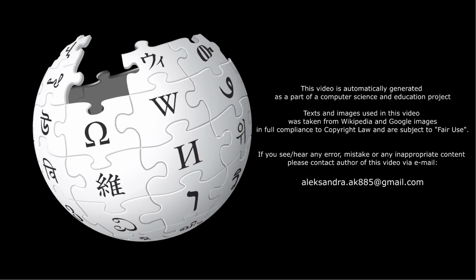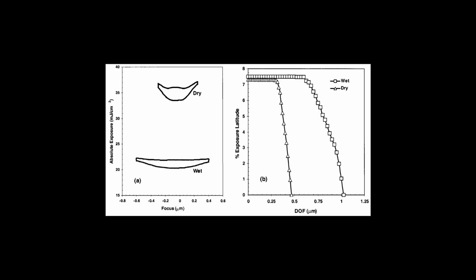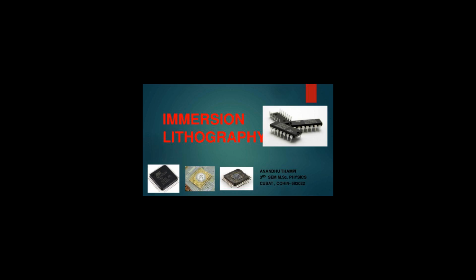Additional resolution is obtained by inserting an immersion medium with a higher index of refraction between the lens and the wafer. The blurriness is reduced by a factor equal to the refractive index of the medium. For example, for water immersion using ultraviolet light at 193 nanometers wavelength, the index of refraction is 1.44. The resolution enhancement from immersion lithography is about 30 to 40%, depending on materials used.